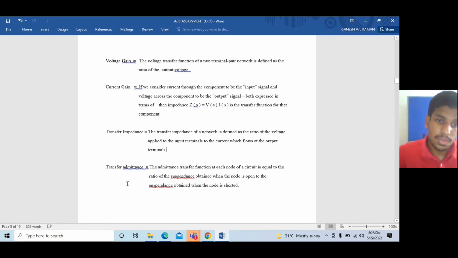The fourth one is the transfer admittance. The admittance transfer function at each node of a circuit is equal to the ratio of the admittance obtained when the node is open to the admittance obtained when the node is shorted. It is a transfer function in which the output quantity is a current and the input quantity is a voltage. So the transfer admittance formula is output current divided by the input voltage.